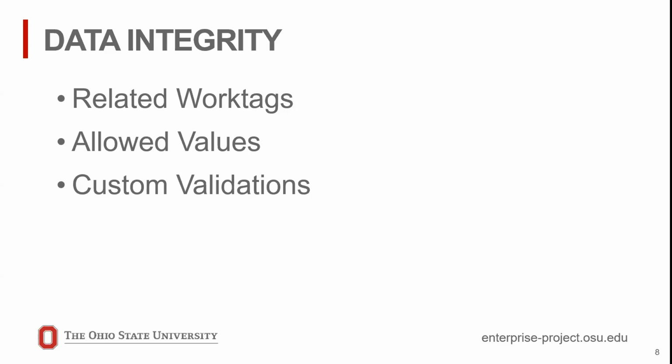For example, a user will be restricted from selecting an arts and sciences balancing unit with an engineering cost center, because that's not allowed by the rules in our system. Third, custom validations allow us to create specific rules to restrict or guide the use of certain work tag combinations. For example, the gift work tag is required if you're using a gift fund.